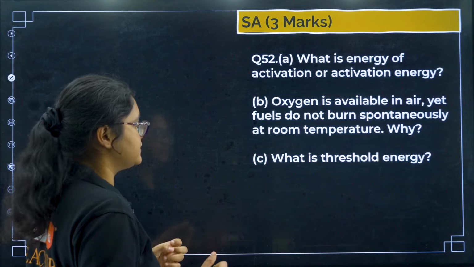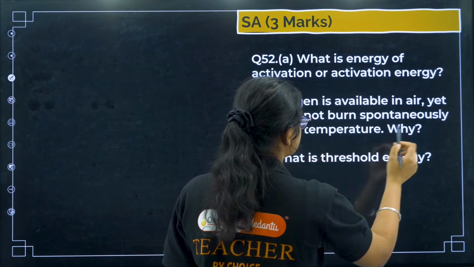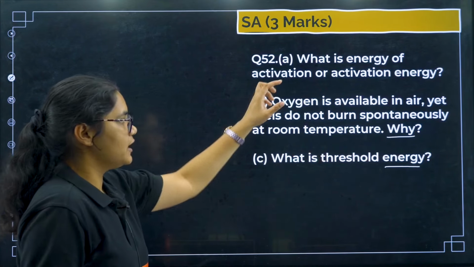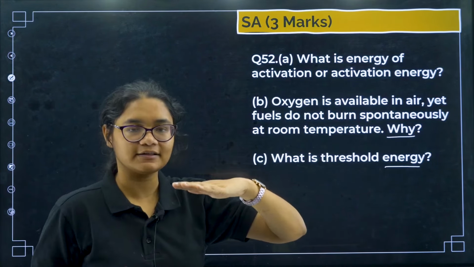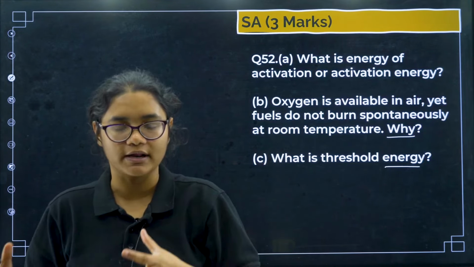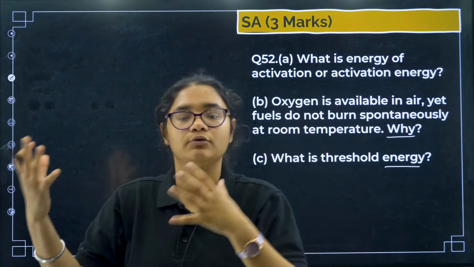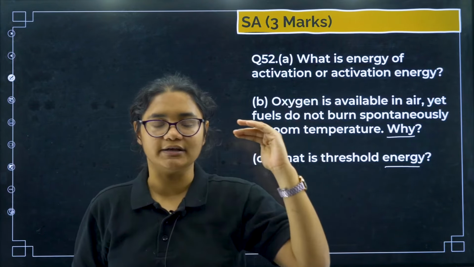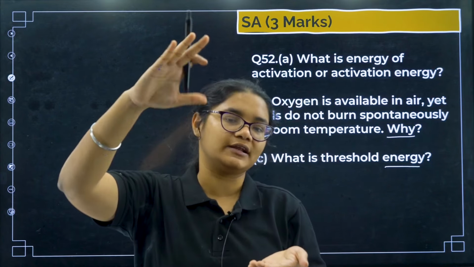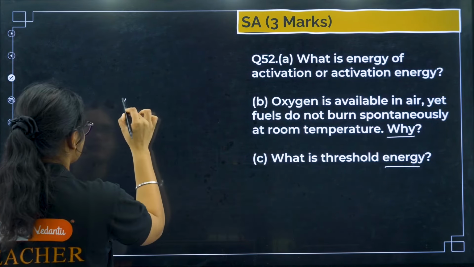Next, what is the energy of activation? Next, oxygen is available in air, yet fuels do not burn spontaneously at room temperature. Why? What is threshold energy? Reactants require a certain amount of energy to get converted into product. That amount of energy is called the threshold energy. The energy required for the reactants to reach the threshold energy is called the activation energy. Let me show you in the form of a diagram.